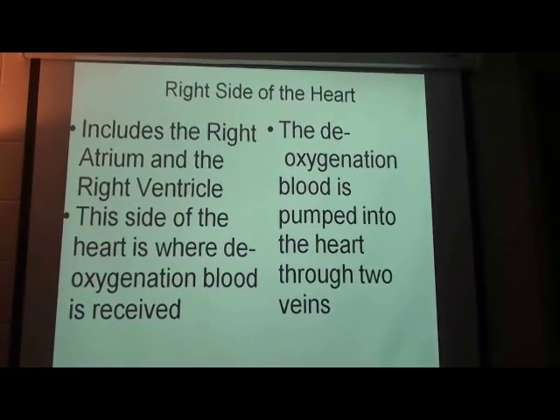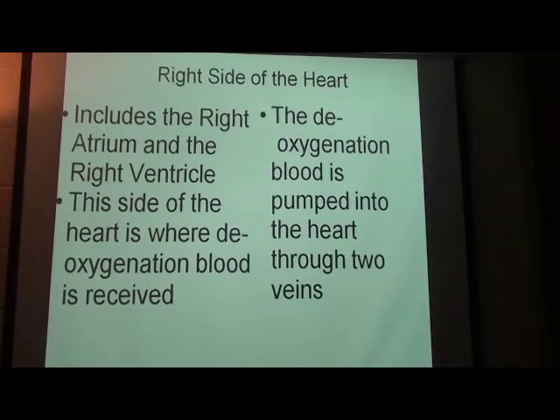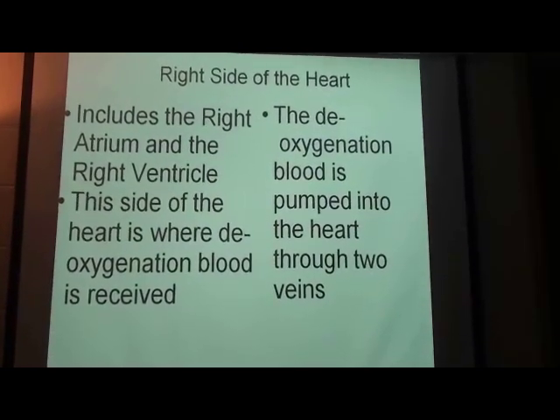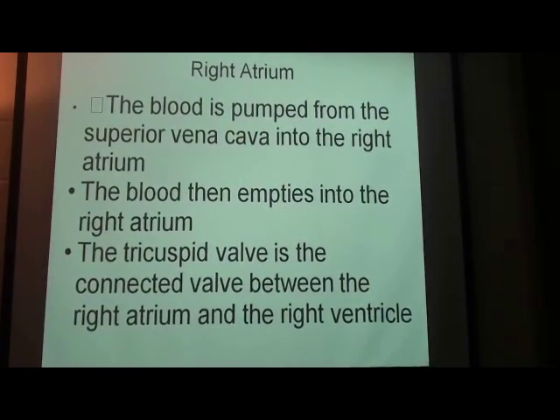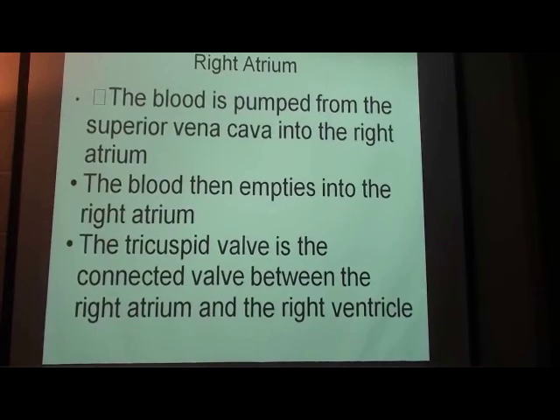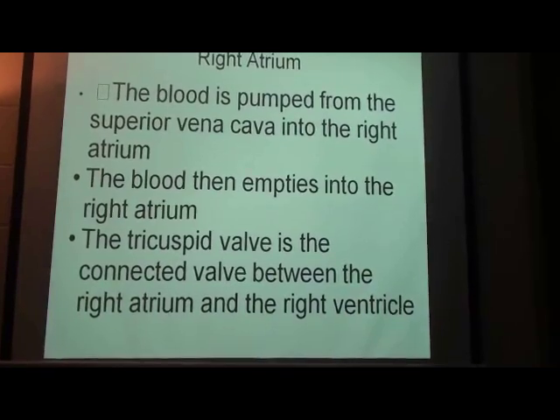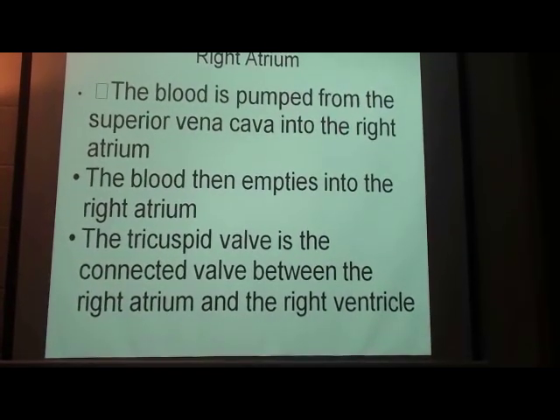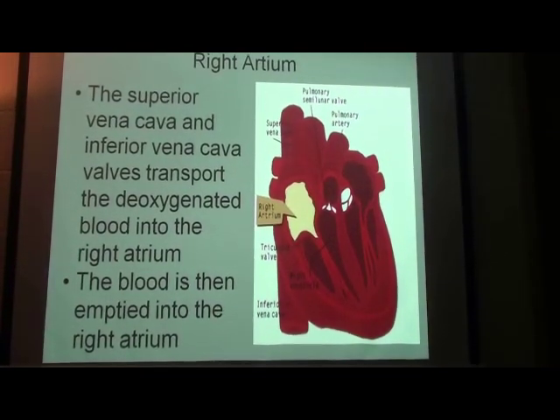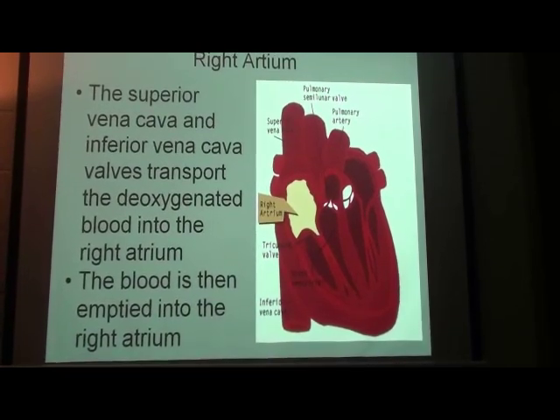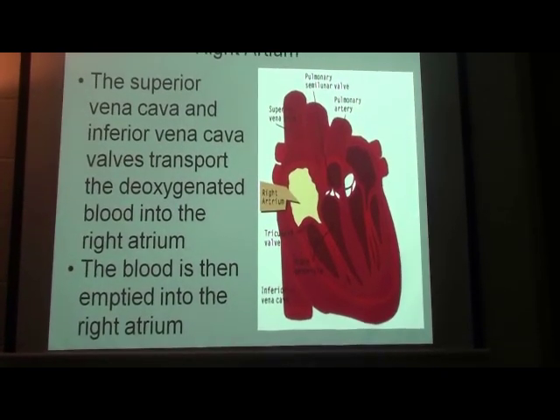The right side of the heart includes the right atrium and the right ventricle. This side of the heart is where the deoxygenated blood is received. The deoxygenated blood is pumped into the heart through two veins. The blood is then pumped from the superior vena cava into the right atrium. The tricuspid valve is the connected valve between the right atrium and the right ventricle. The superior vena cava and inferior vena cava valves transport the deoxygenated blood into the right atrium.